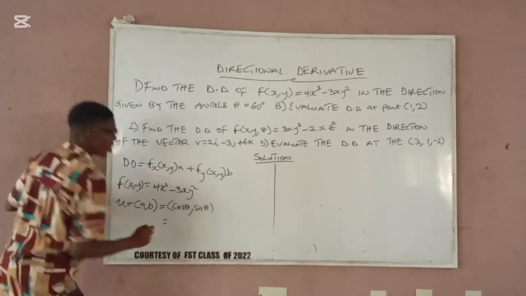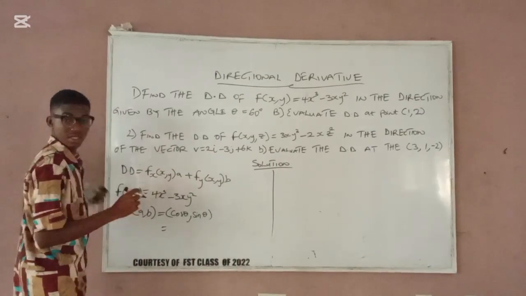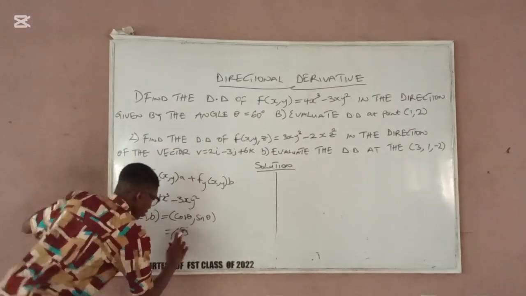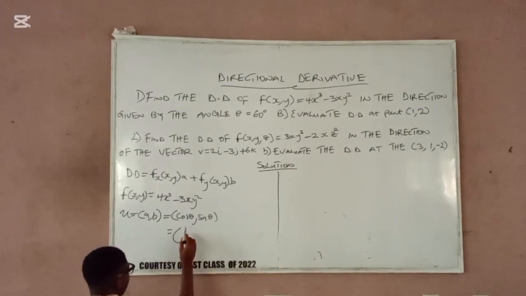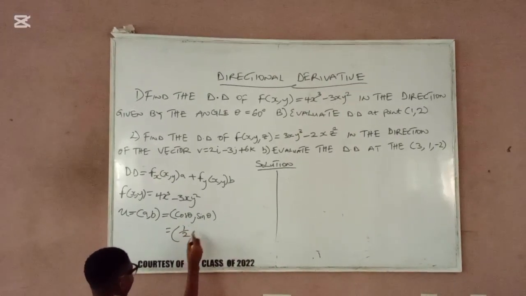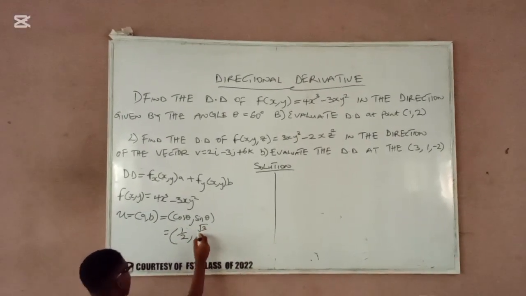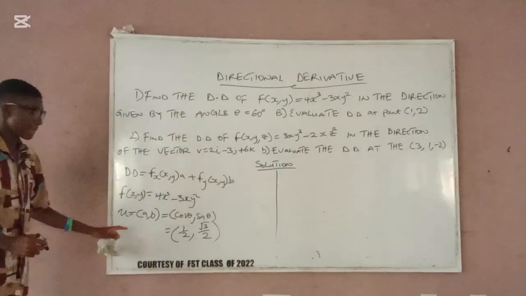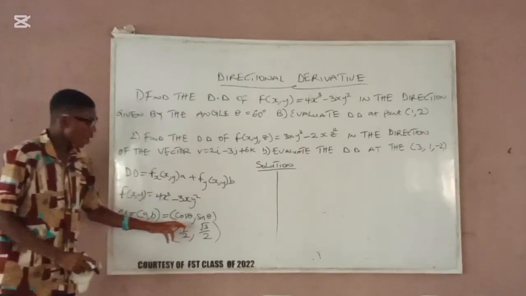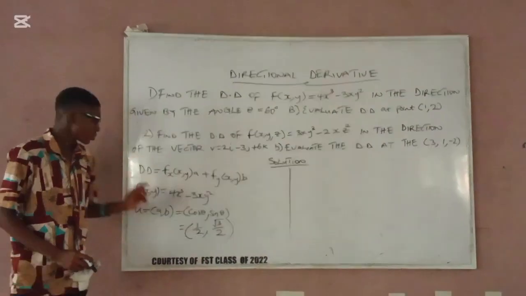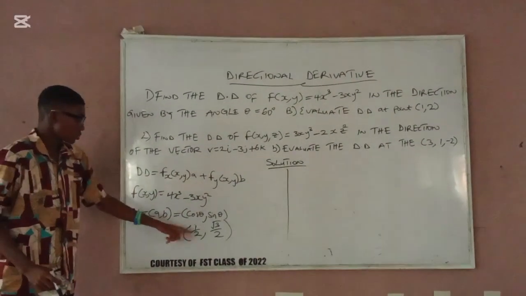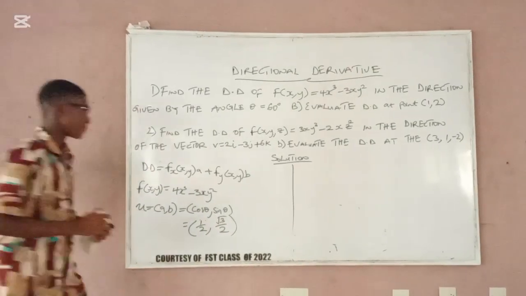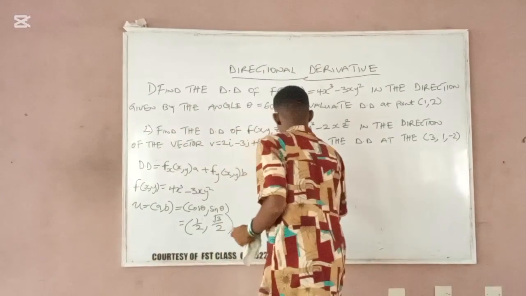So, cos theta is what? Cos 60, which is 1 over 2, comma sin 60, which is root 3 over 2. So this is our u. Our u is 1 over 2, comma root 3 over 2. So a is 1 over 2, b is root 3 over 2. Now you can find our directional derivative. So finally, this is our directional derivative DD.